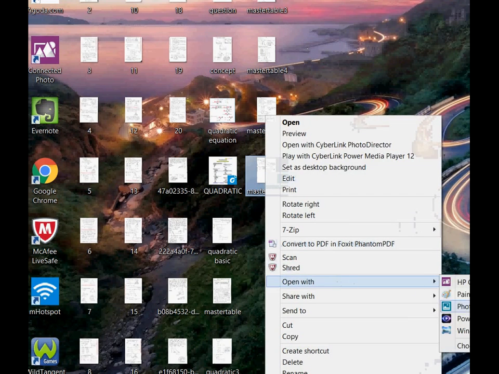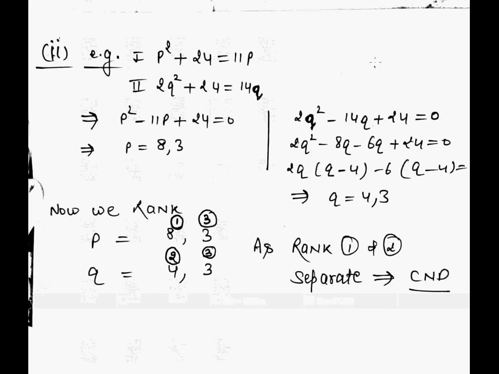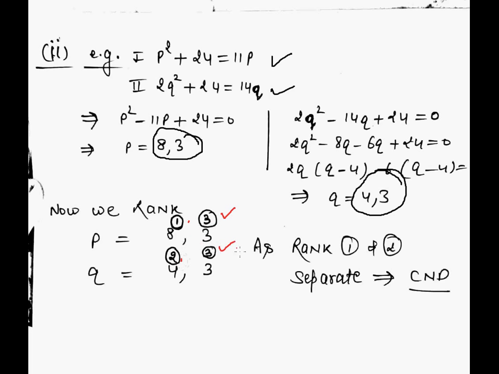Now see another example. Okay, see, these are the two equations. After solving, we get p as this and q as this. Here also the rank will be the same for 1 2, but the 3 rank is the same. As I earlier told, 1 and 2 get separated. So it will be the case of C and D.